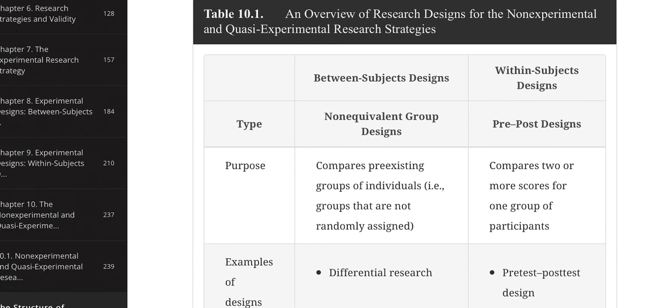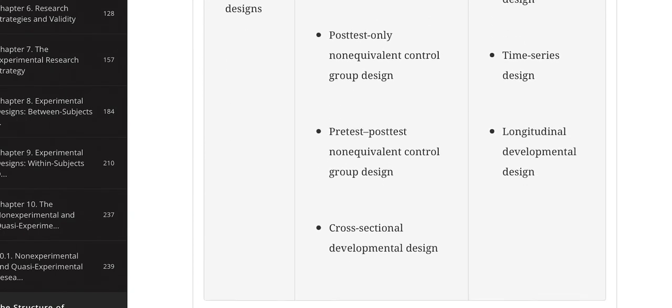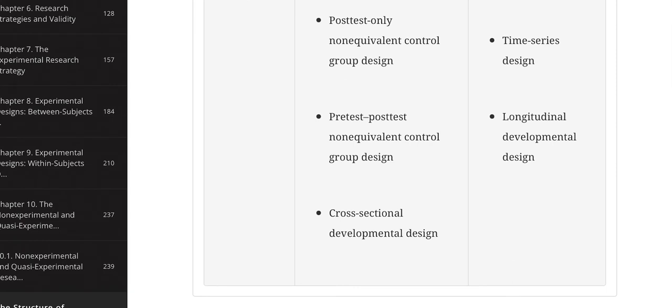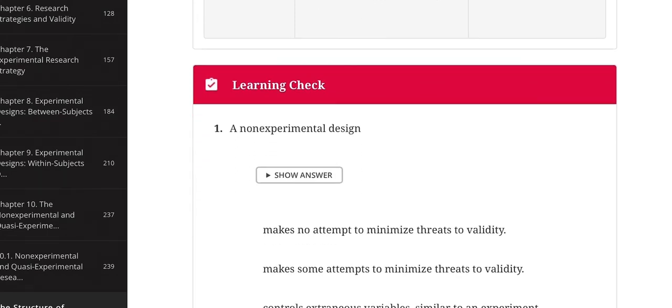There's a similar design structure here, but for non-experimental and quasi-experimental, again, because there's not a true independent variable being manipulated, the between subjects designs are called non-equivalent group designs, and the within subjects designs are called pre-post designs. And you'll see this table also tells you the purpose of each and some examples of each, but a lot of this isn't really going to make a whole lot of sense to you until we dig deeper into what these are. And in fact, in the next video, we're going to talk about the between subjects, non-equivalent group designs. So all of that will make more sense.